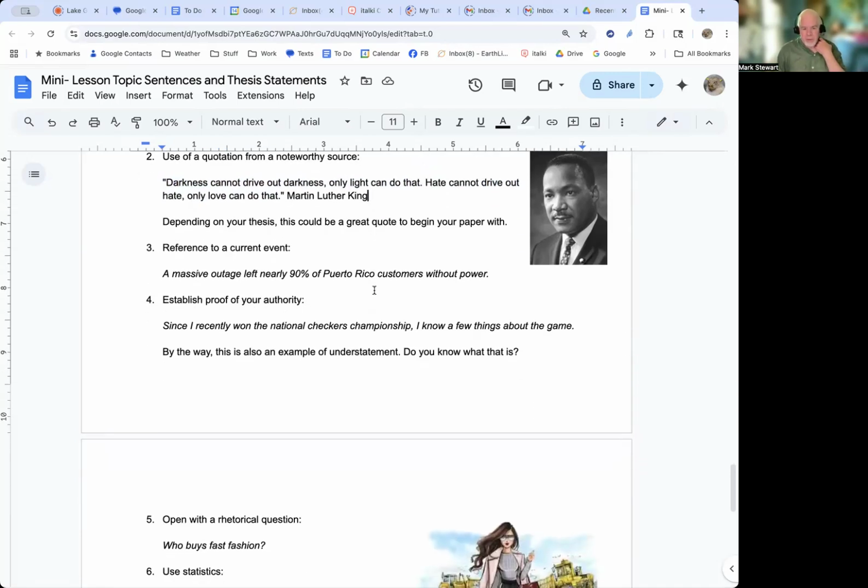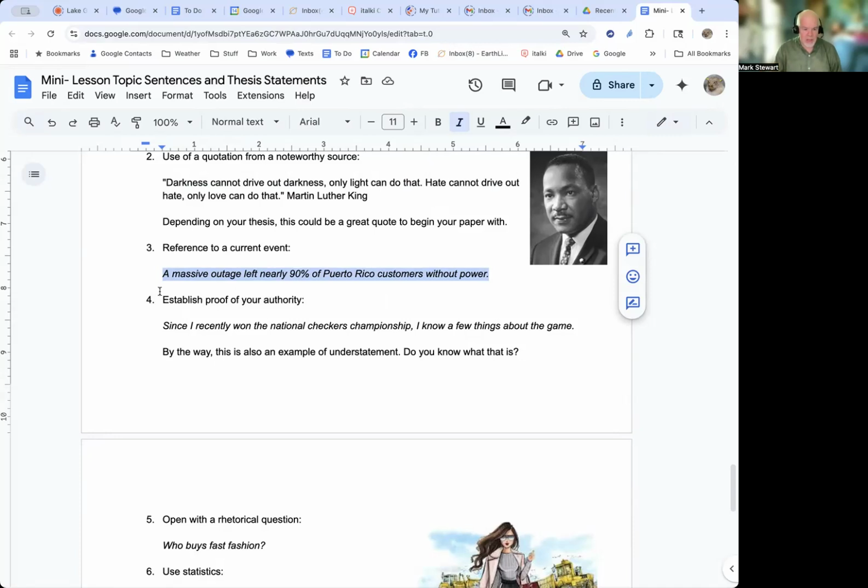Another possibility is a current event, especially if it's a dramatic current event. Example, a massive outage left nearly 90% of Puerto Rico customers without power. Wow, that's pretty bad. All right. Hopefully it gets people's attention.